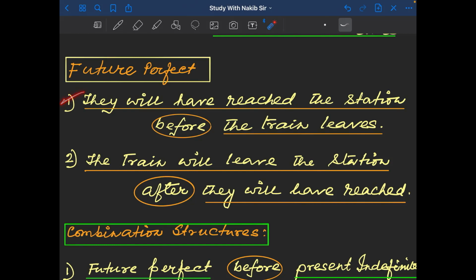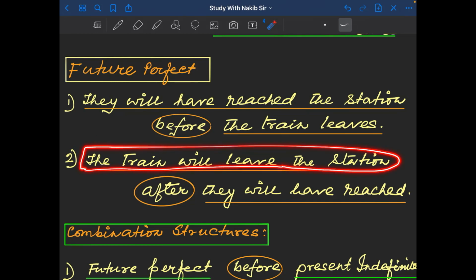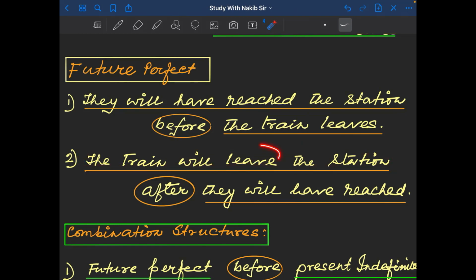So the first example is, they will have reached the station before the train leaves. Repeatedly I am saying leaves, not will leave. Before the train leaves, present indefinite tense, though the meaning is the future indefinite tense. And the second example, the train will leave the station, future indefinite tense. Will leave, will plus present form of the verb is the structure of future indefinite tense.